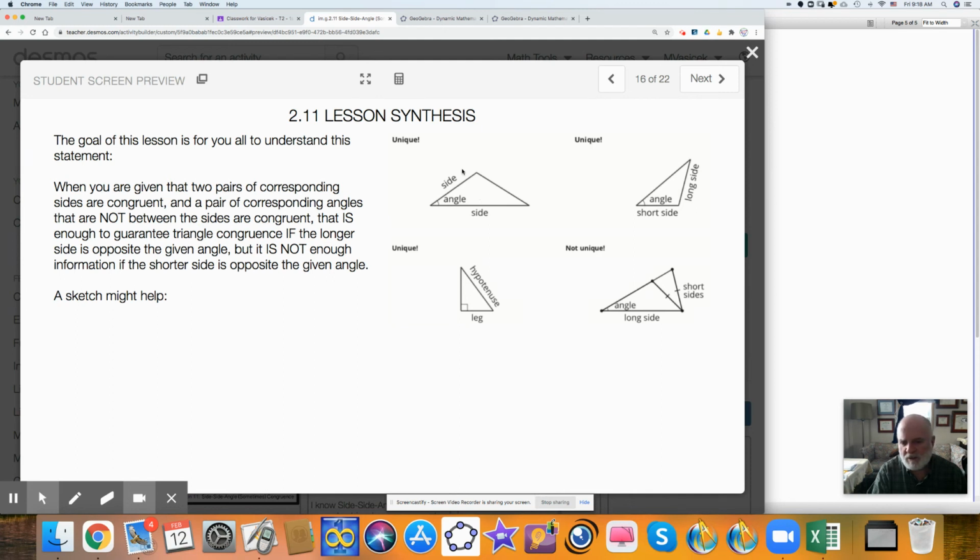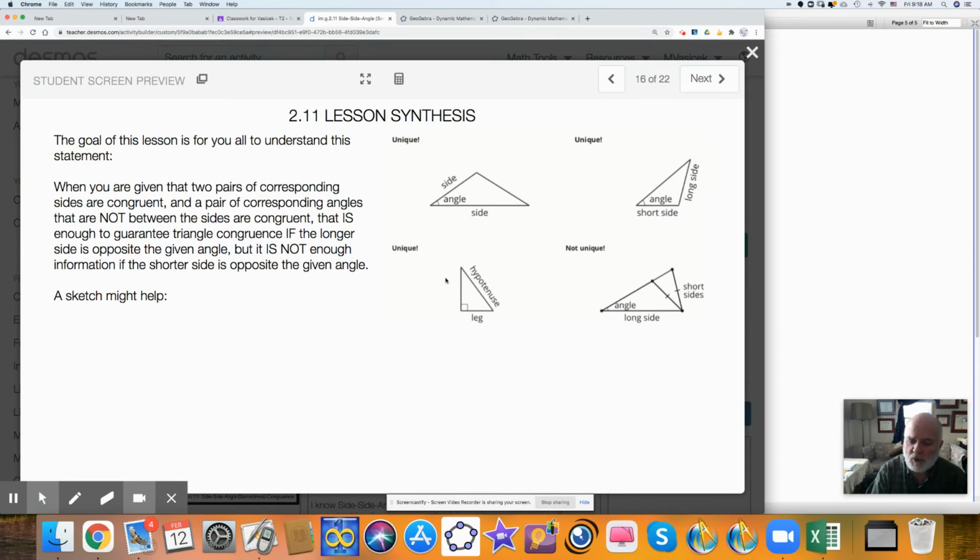Lesson synthesis. So we have the unique situation of side-angle-side. We knew that that was a triangle theorem. This is also unique. If you have an angle and the shorter side, and the longer side is opposite the given angle, that would guarantee that it's unique.